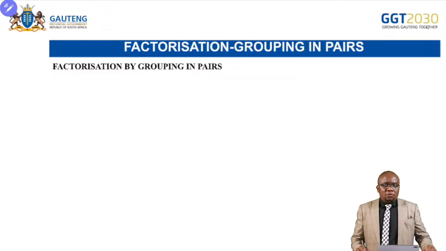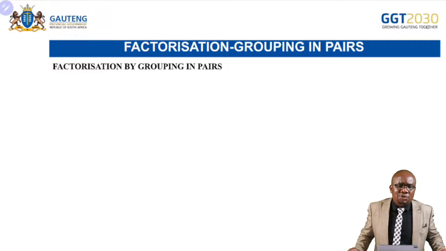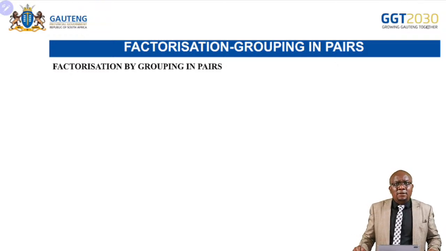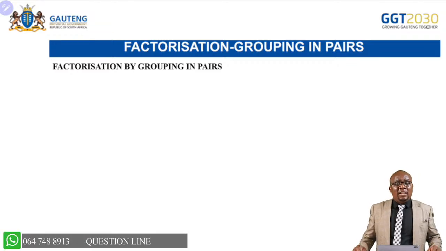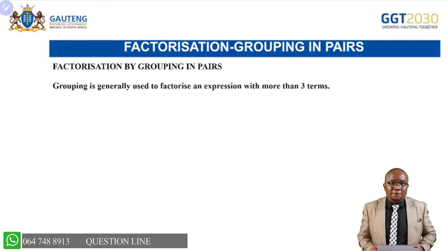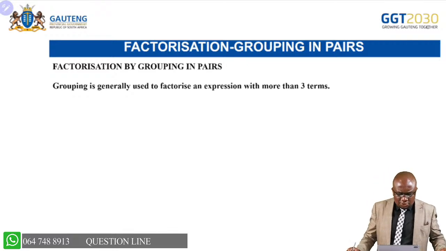Right. Now, let's quickly go through factorizing by grouping. I'm not going to give you time to do activities. Please do listen and make sure that even after this lesson, you can check the video again. Okay, you can even consult further. Okay, I'll be rushing through because we're left with 5 minutes. Right, factorization by grouping in pairs. We have been doing it. If you check, you'll see that we have done it before in this lesson. Grouping is generally used to factorize an expression with more than 3 terms.